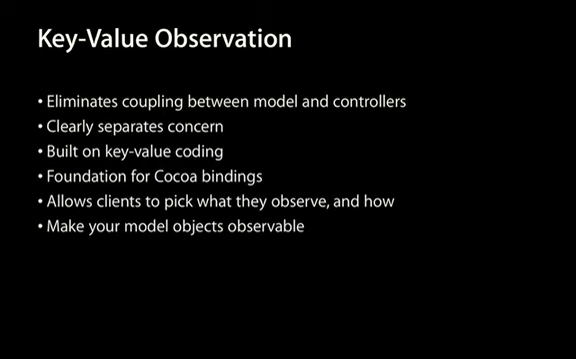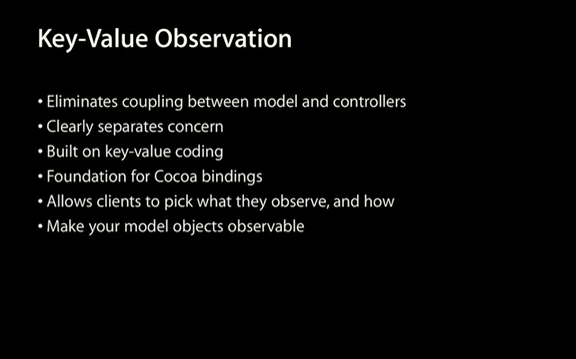The next set of technologies I'd like to look at are things that you can use to help eliminate model view controller glue code in your applications. The first of these is key value observing. Key value observing is all about eliminating the direct coupling of your controllers from your models. In a model view controller application, it's the model's job to notify the controller when changes take place. And that typically means that you have to have manual notification code in your models.